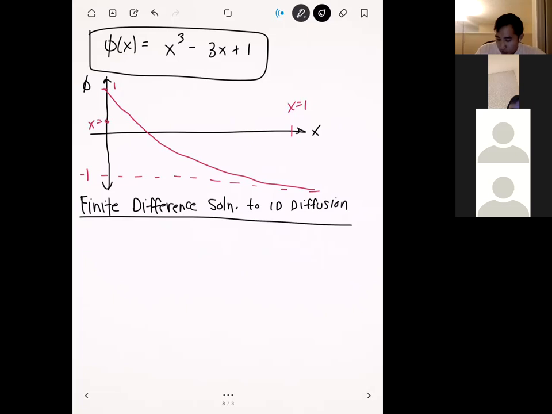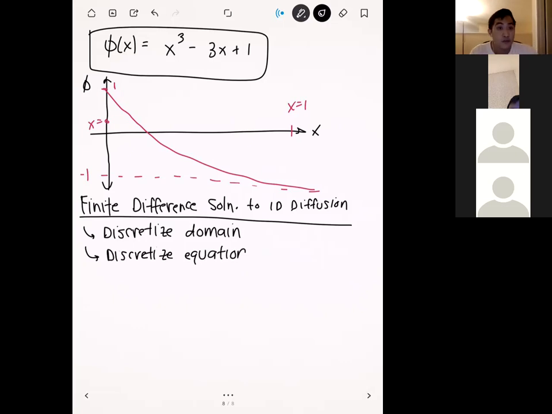And so in order to actually do this, we know that we have to do a couple steps, right? First of all, we know that we need to discretize our domain. And so that's the first step. And then the second step is to discretize our equation. And so we're going to do these two steps to solve the same equation using finite differences.